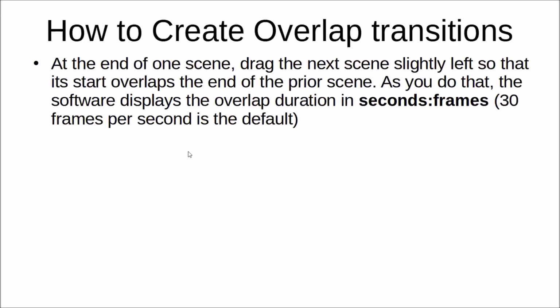Now, if you want to create an overlap transition, you have two scenes in a video track. You drag the one on the right so it slightly overlaps the end of the one on the left, and the editor will also show you as you drag it how much of an overlap you've created. It will do that in seconds and frames. When you do this, you're not dragging the left or right end of that second scene. You drag it from the middle, so the whole scene moves.